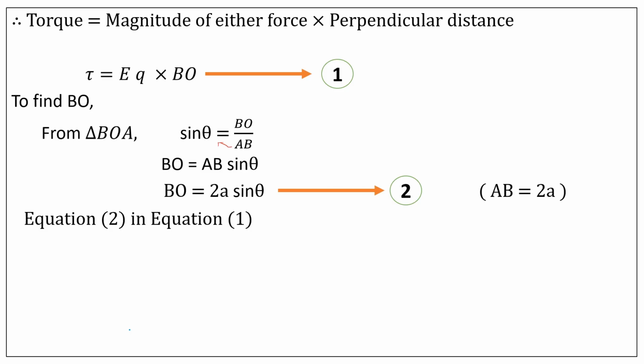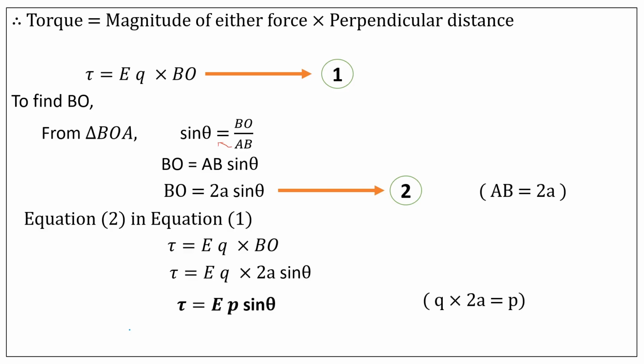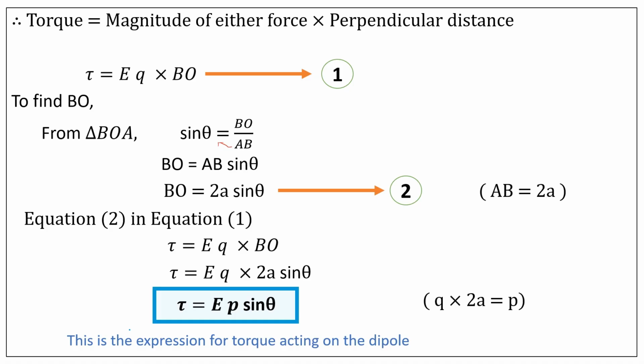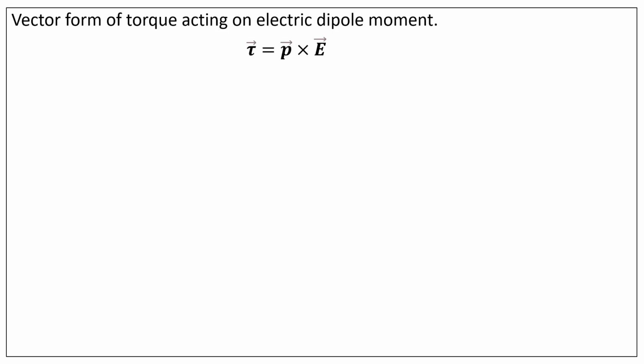Now, substitute equation 2 in equation 1. We get τ is equal to EQ into BO. That is, τ is equal to EQ into 2A sin theta. But Q into 2A is equal to P. Therefore, τ is equal to EP sin theta. This is the expression for torque acting on the dipole. Vector form of torque acting on electric dipole: vector τ is equal to vector P cross vector E.